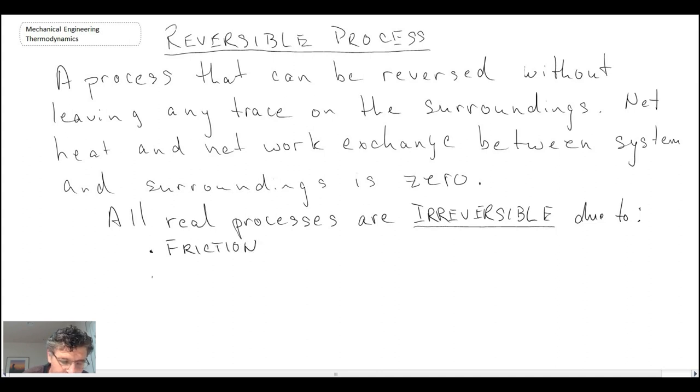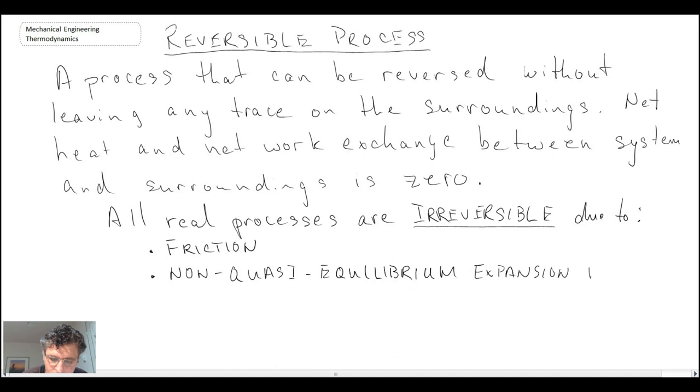Just to summarize, we said friction was one of the things that leads to irreversibility. Another one is non-quasi-equilibrium expansion and compression. And finally, heat transfer across a finite temperature differential.